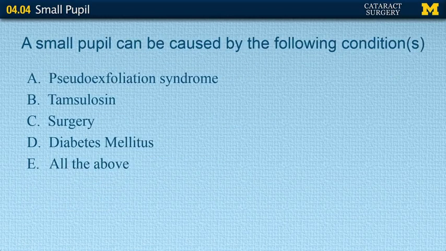A small pupil can be caused by the following conditions. A, pseudoexfoliation syndrome. B, tamsulosin. C, surgery. D, diabetes. E, all the above. And the correct answer is E, all the above.